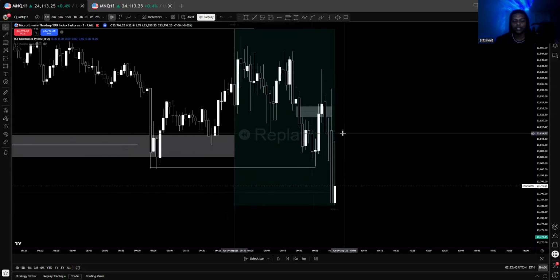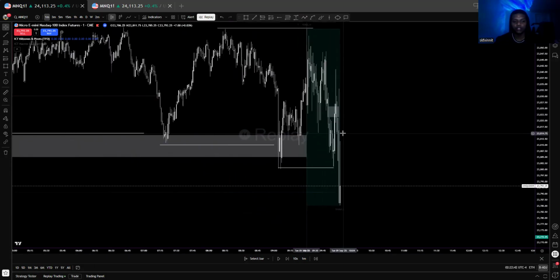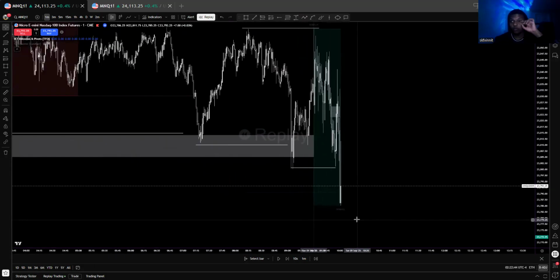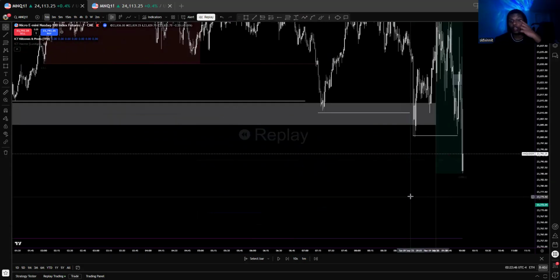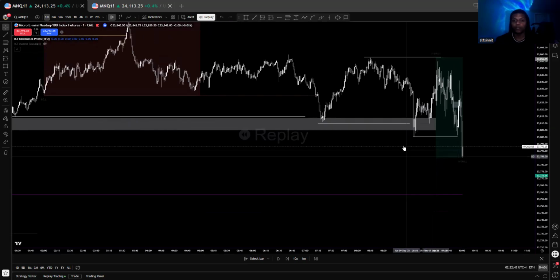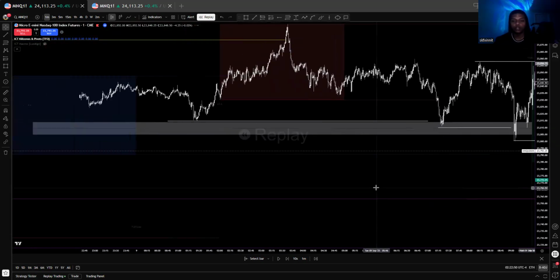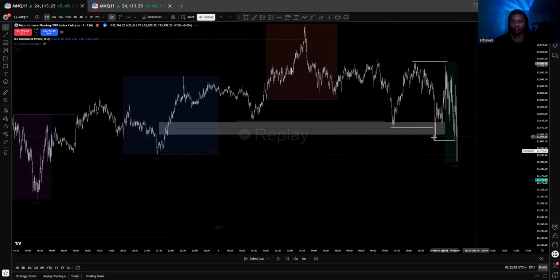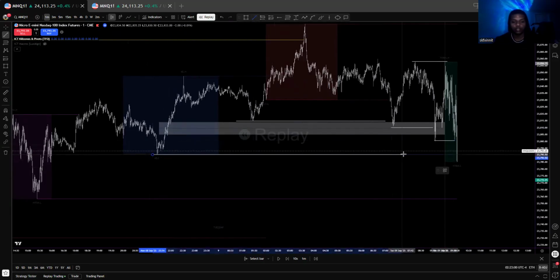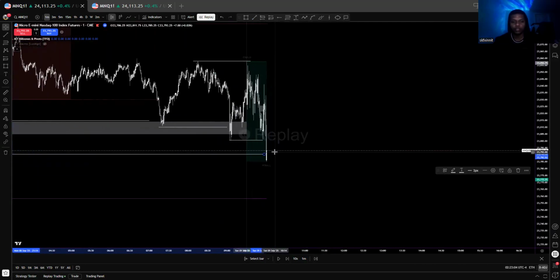Anyways, we actually sweep that Asian low. See again, I didn't actually wait for the liquidity sweep. There's no sweep. There is no actual sweep. This was before market open. Didn't actually sweep this low. So let's wait until this low gets swept. Asian low is swept now.